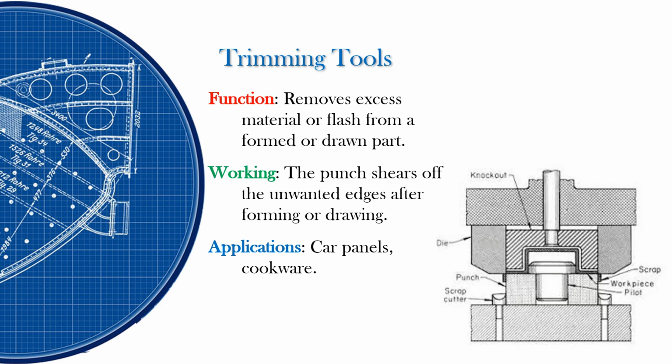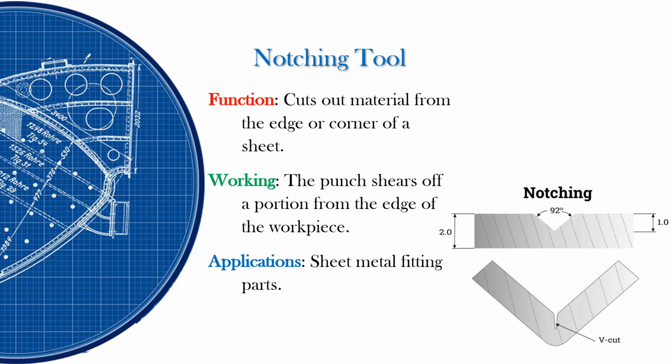Trimming tool. Function: removes excess material or flash from a formed or drawn part. Working: the punch shears off the unwanted edges after forming or drawing. Applications: car panels, cookware.